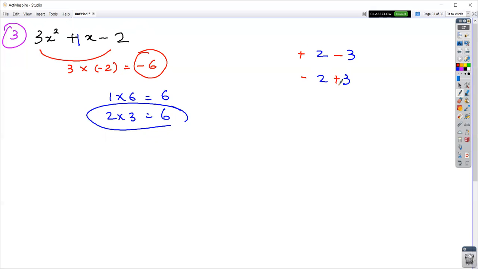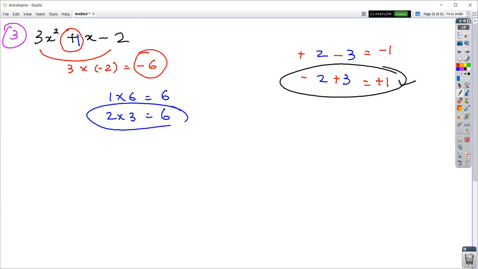Keeping in mind that I'm looking for plus 1, which is the middle term, I'm going to see which combination is giving me plus 1. So if you do plus 2 and minus 3, that gives you minus 1. And if you do minus 2 and plus 3, that would give us plus 1. Because we are looking for plus 1, I'll take the last one, which is minus 2 and plus 3.